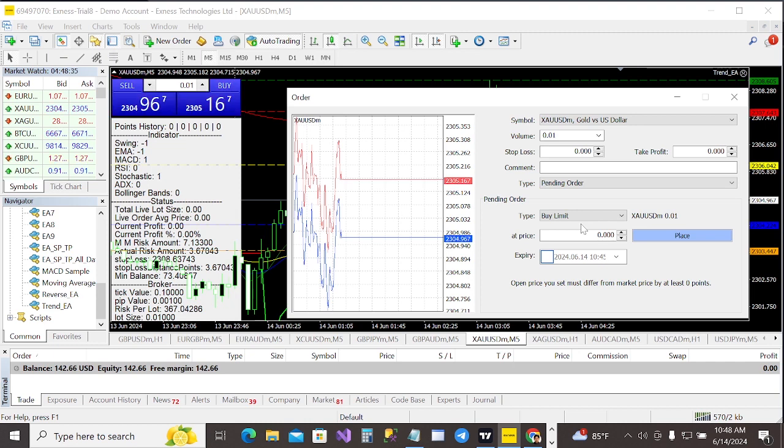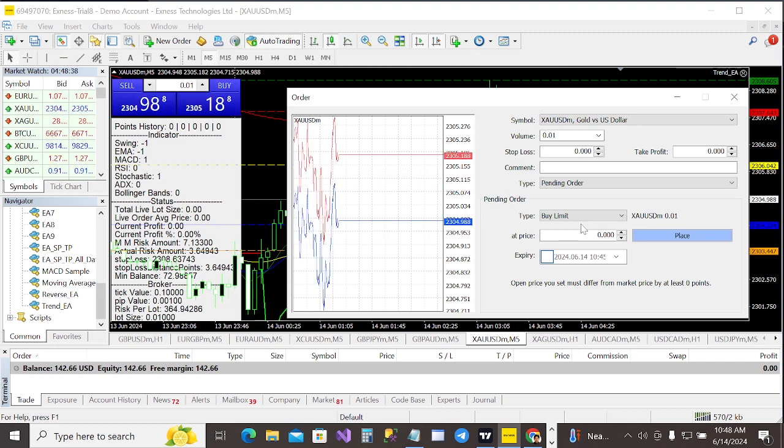Understanding these trading order types can help you execute your trades more effectively and manage your risk better.